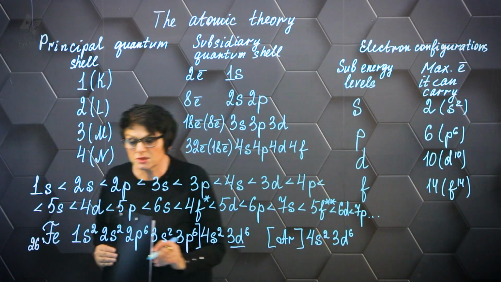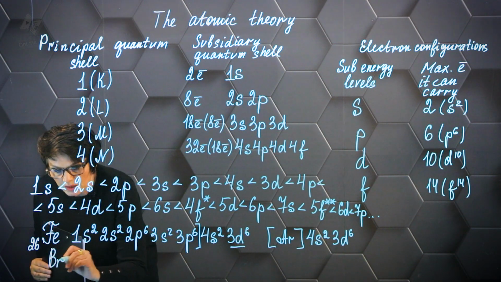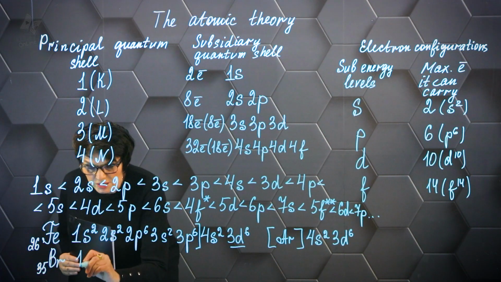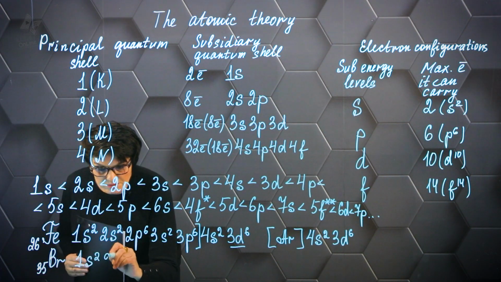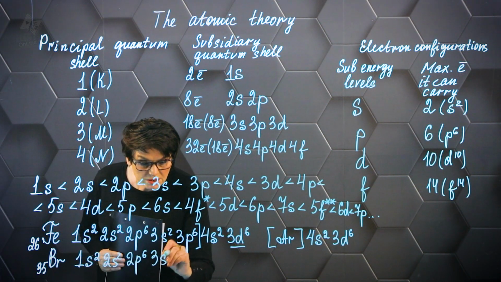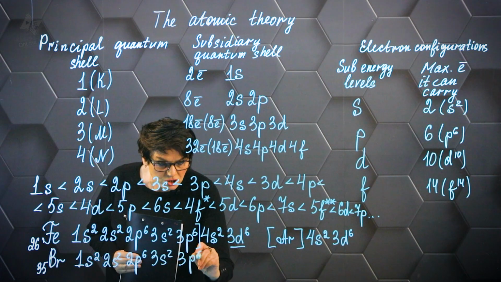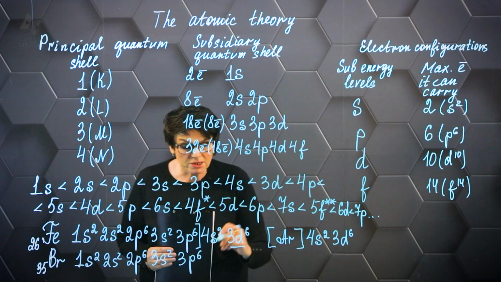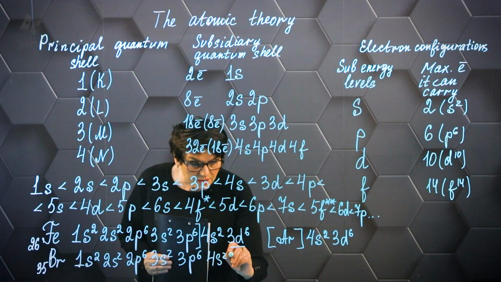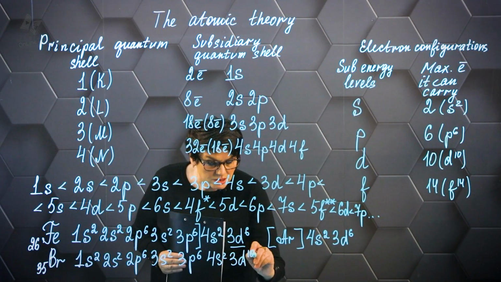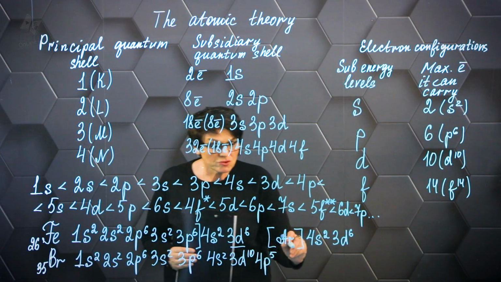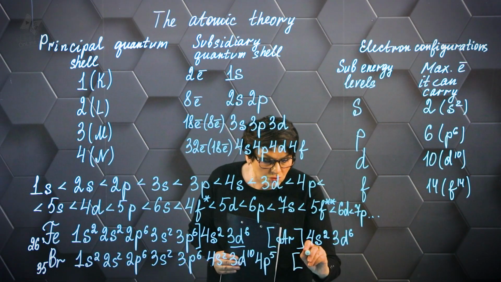But let's do some more, for bromine. Our bromine has the number 35 and its full configuration would be 1s2, 2s2, 2p6, 3s2, 3p6. As we can see, the beginning goes the same way as iron. Then comes 4s2, 3d10, and 4p5. Thus, we can write down this entry also shorter.